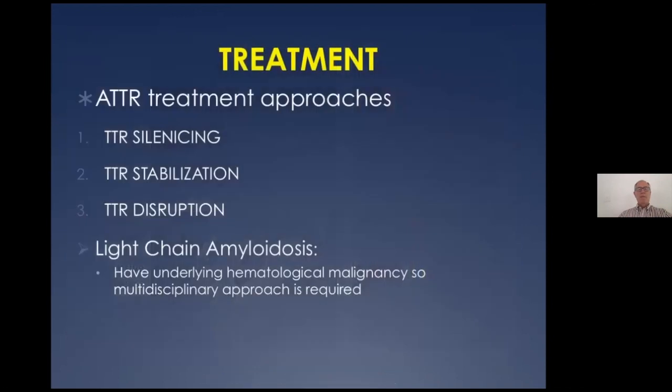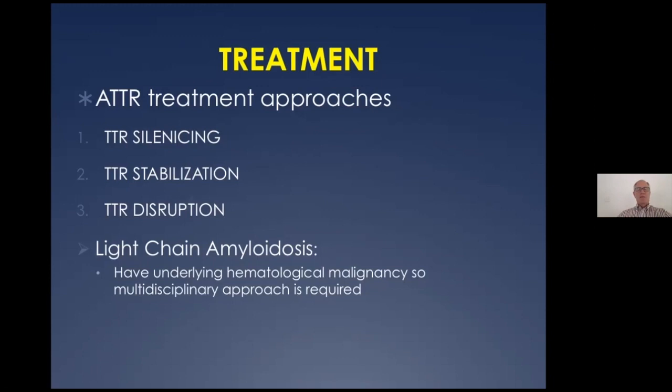So the treatment options, we have basically three different approaches. We have what we call TTR silencing, where we can actually stop the synthesis of the amyloid protein. TTR stabilization, where we can prevent it from going from the tetramer to the misfolded monomer. And then TTR disruption, where you can actually disrupt the amyloid protein.